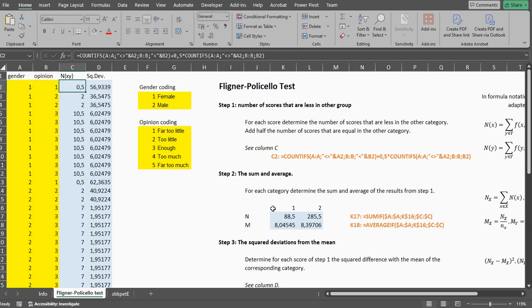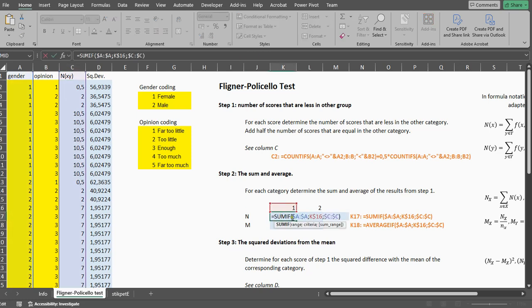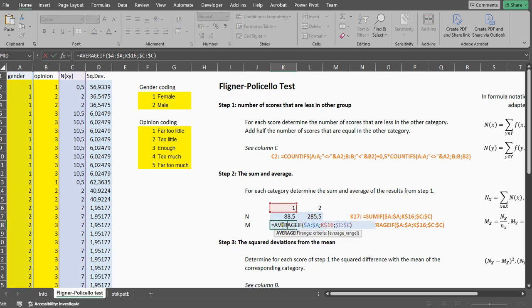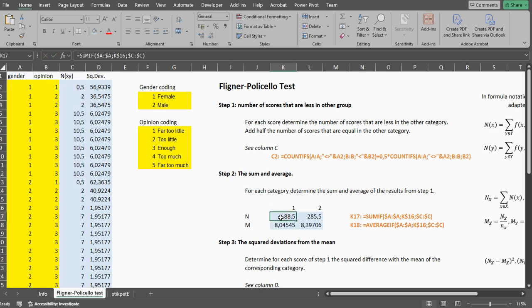Then we determine the sum and average for each of the categories. So I'm simply doing a sum if for each of the 2 categories of those placement values. Of course, I also want the average, so I simply use average if to do the same thing. So this would be the same as this 88.5 divided by the number that we have actually, which is, I can see it here, count are 11. And we do that for both the categories.